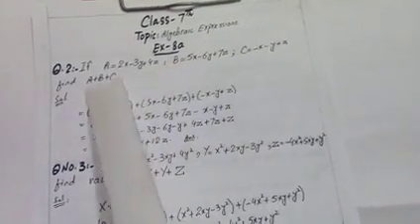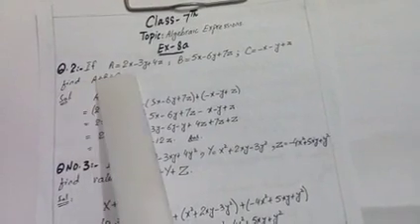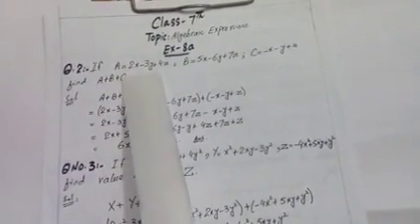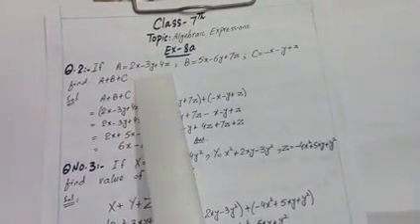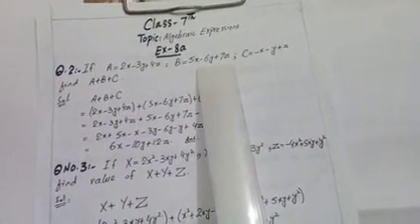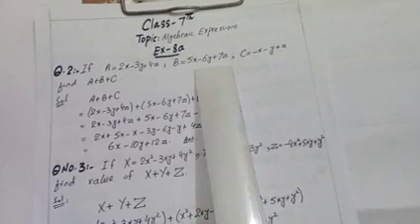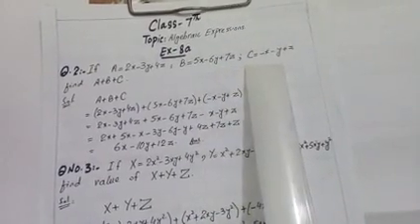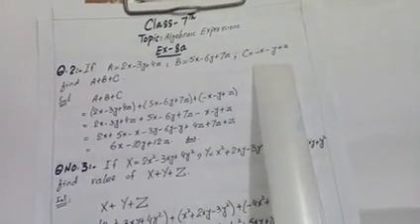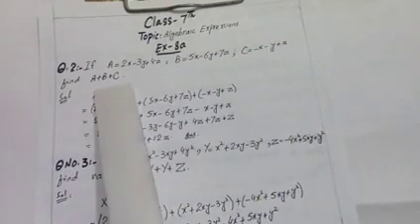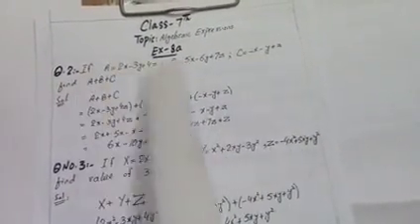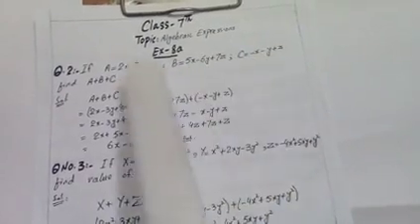So we are going to discuss question number 2. Given is that if a is equal to 2x minus 3y plus 4z, b is equal to 5x minus 6y plus 7z, and c is equal to minus x minus y plus z. Find a plus b plus c. We have to add these three expressions. We are given three algebraic expressions and we have to add these three algebraic expressions.